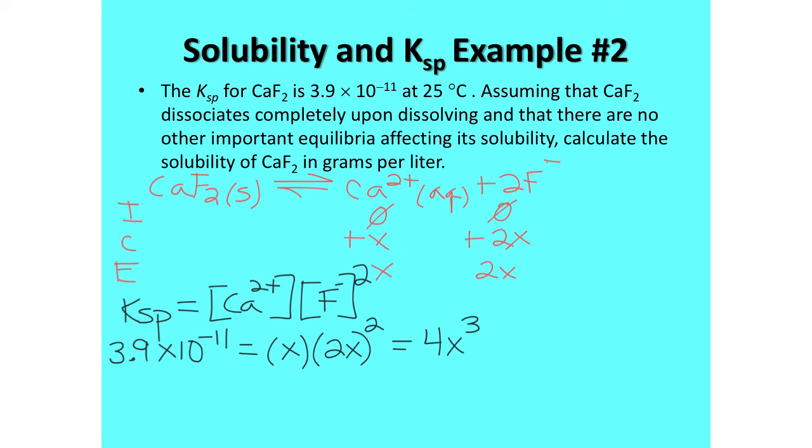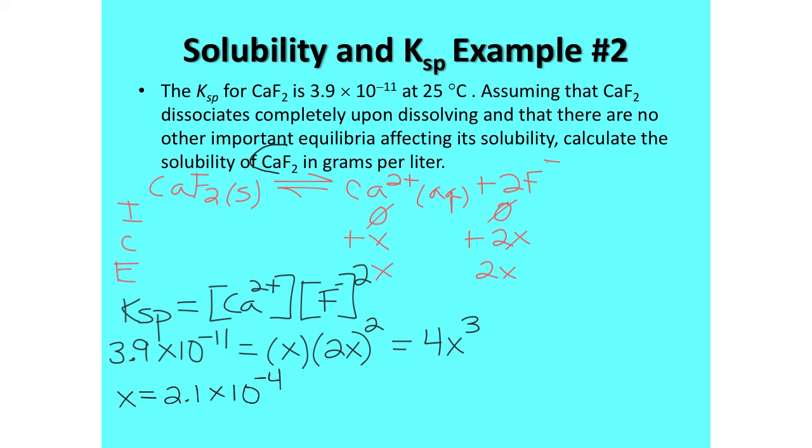So then we divide the 3.9 times 10 to the negative 11th by 4. That would give us x cubed. And then we will take the cube root of that. And our value for x is 2.13, or 2.1, because we only want two significant figures, times 10 to the negative 4th. So that would be the amount of the calcium ion that would be dissolving. If we were looking for the fluoride, we would double that.